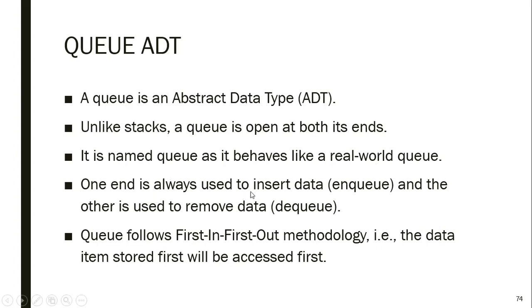One end is always used to insert data, and this operation is called enqueue. Whenever we use the terminology enqueue, it means we are going to insert data at the end. The other end is used to remove data, and this operation is called dequeue. So dequeue means removing from the front. A queue allows the first in first out methodology, that is, the data item stored first will be accessed first.